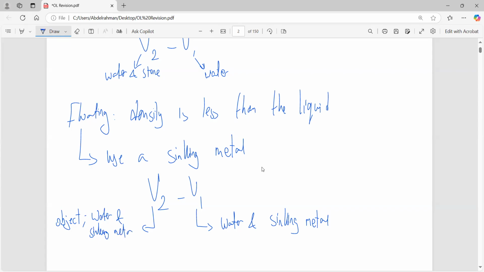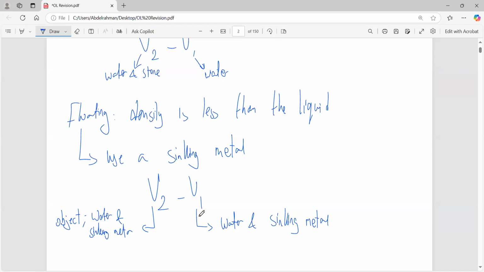So the small difference between finding the volume of an object that can sink or an object that will not sink is that we need to use a sinking metal in order to fully submerge this object below the surface of the water. If the object isn't fully submerged below the surface of the liquid, then the displaced liquid isn't the whole volume. You need to find the whole volume by fully submerging the object below the surface of the liquid.